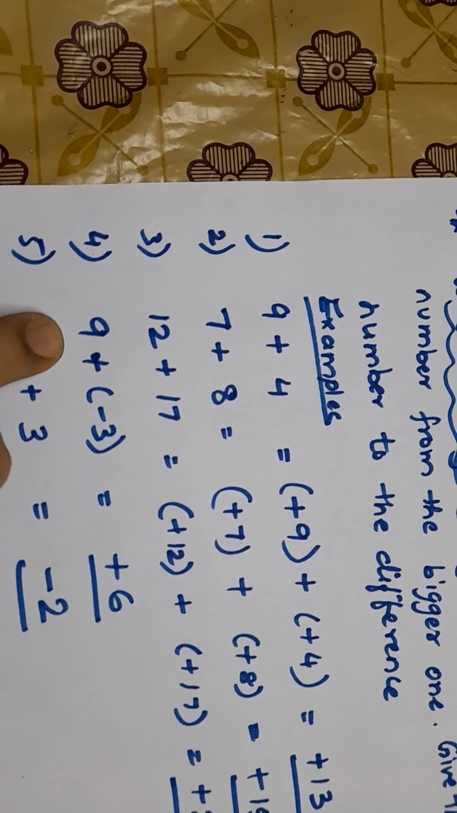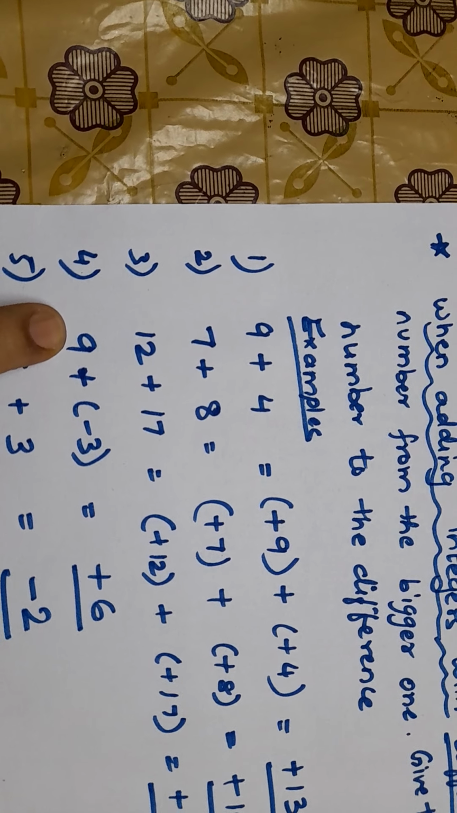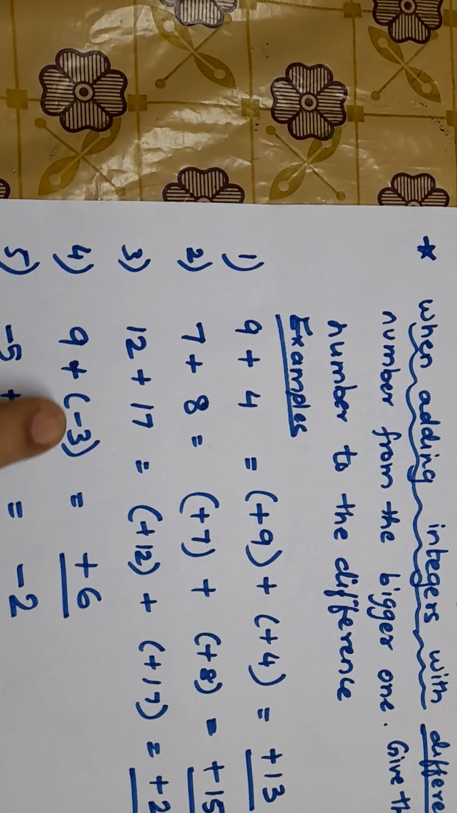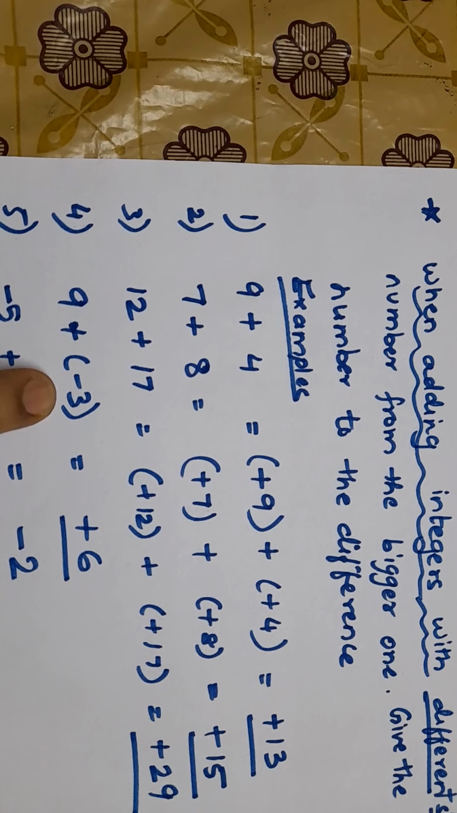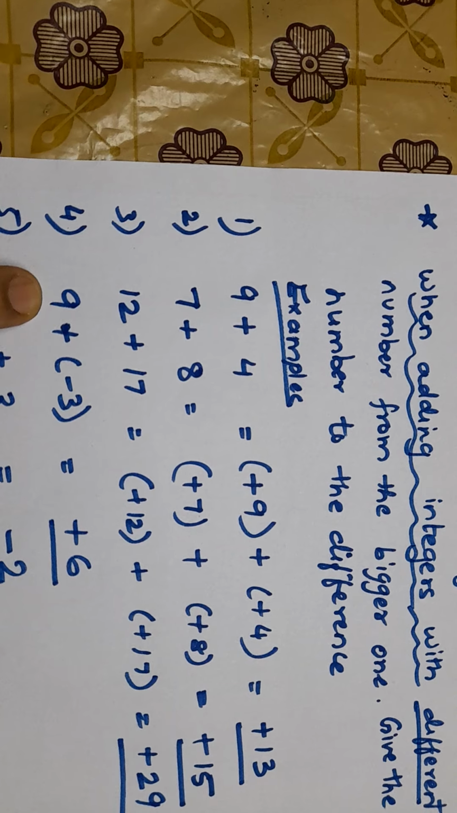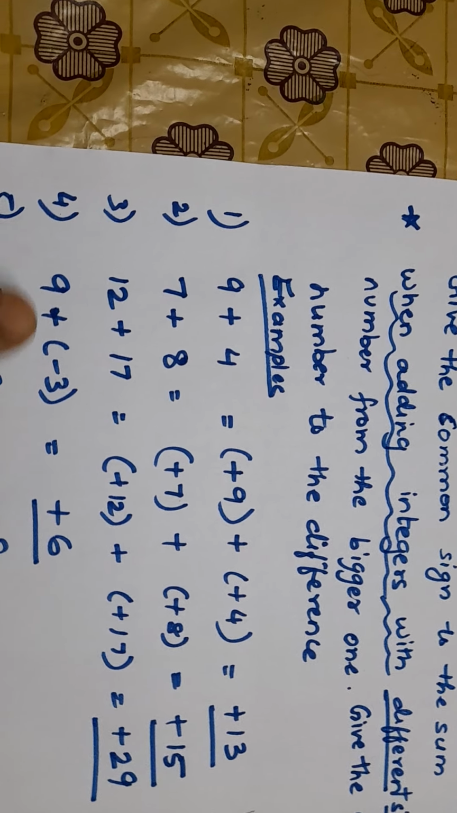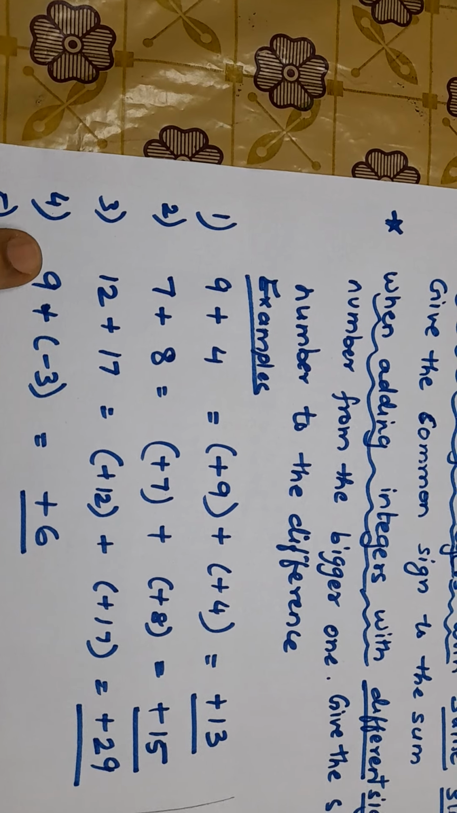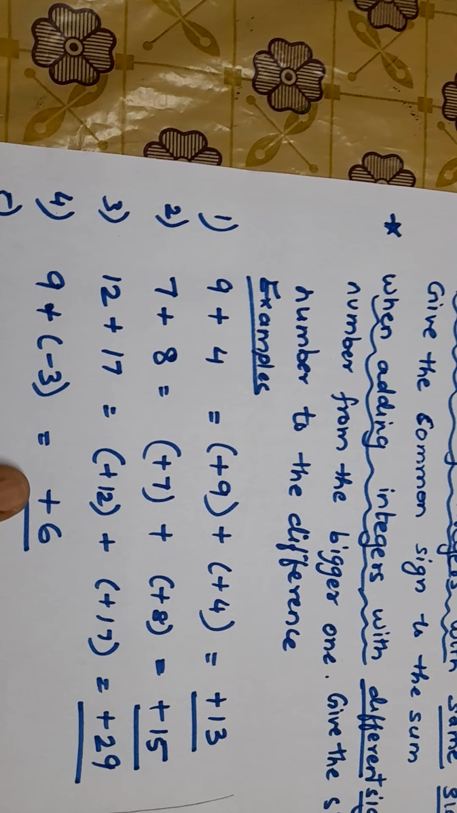Now see here, 9 plus minus 3. Now this number carries plus, positive sign, and this integer carries negative sign. So these are the numbers with different sign. So when you have to add numbers with different sign, you have to subtract the smaller number from the bigger one. This calculation you will do in mind. Like 9 minus 3, the answer is 6. But you will give the sign of the bigger number to the answer. The sign of the greater number 9 is plus. So the answer is plus 6.